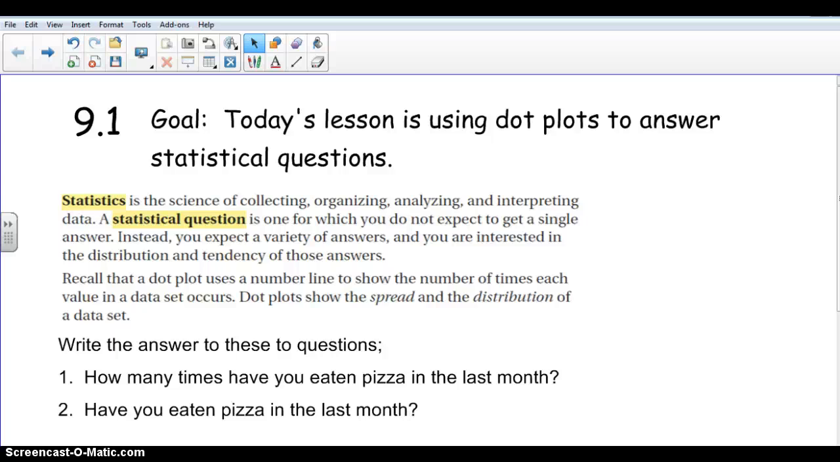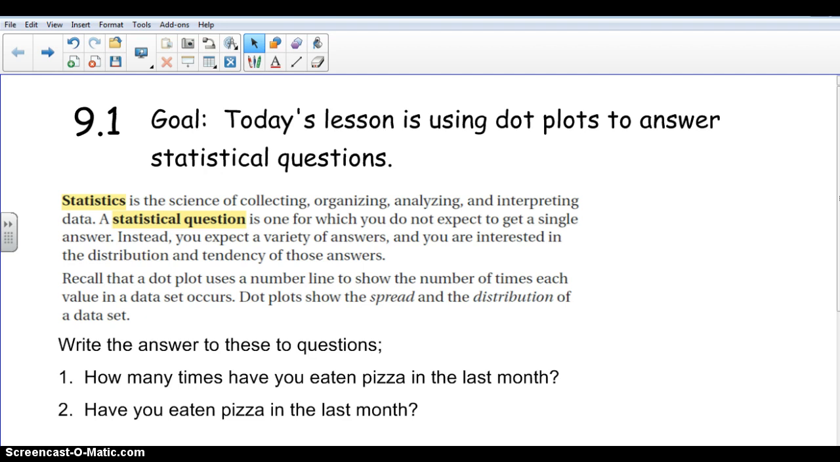Chapter 9, Section 9.1. Today's goal is using dot plots to answer statistical questions. First thing I need you to do is in your notebook, put this vocabulary in there.